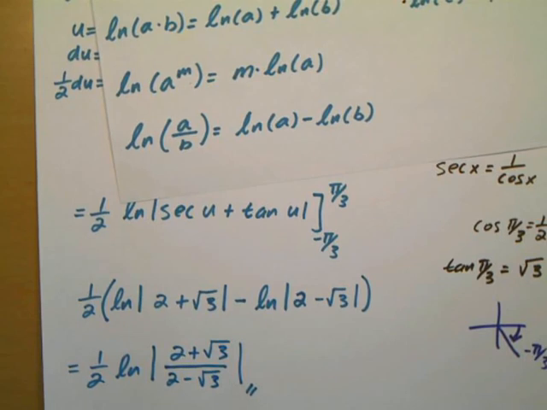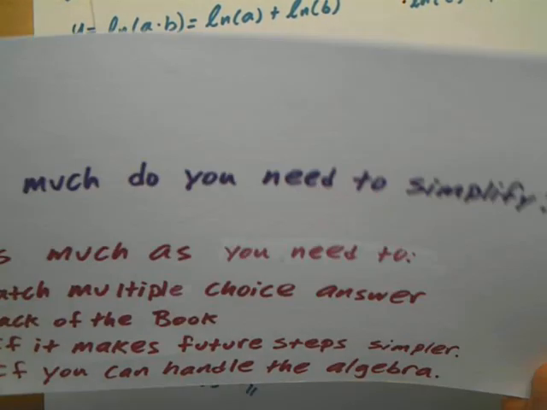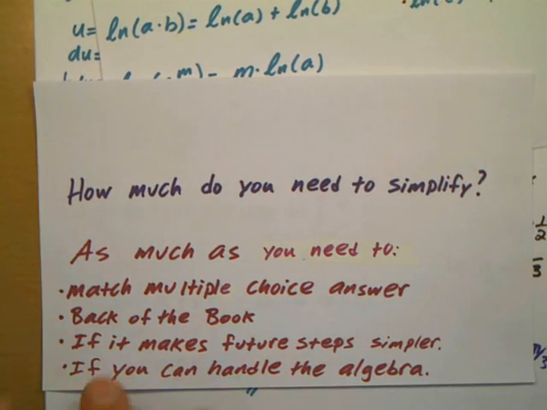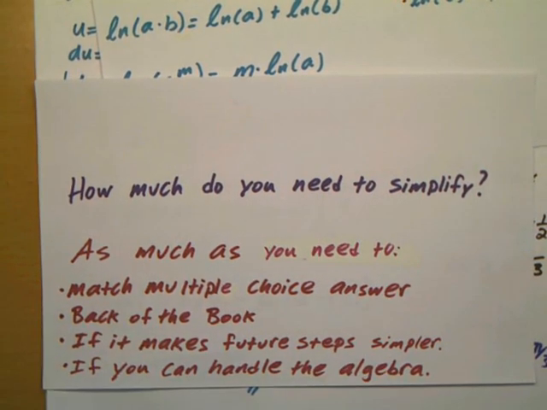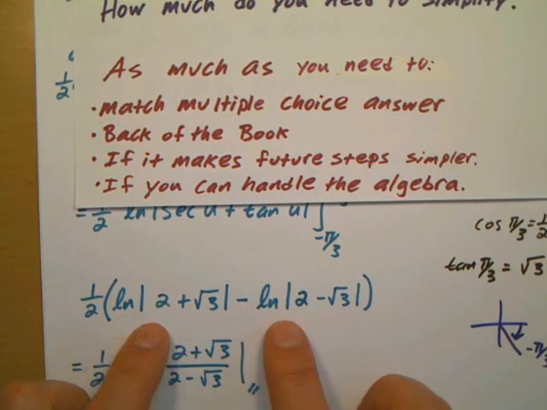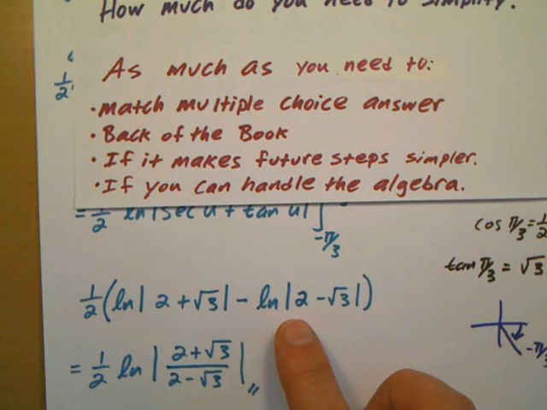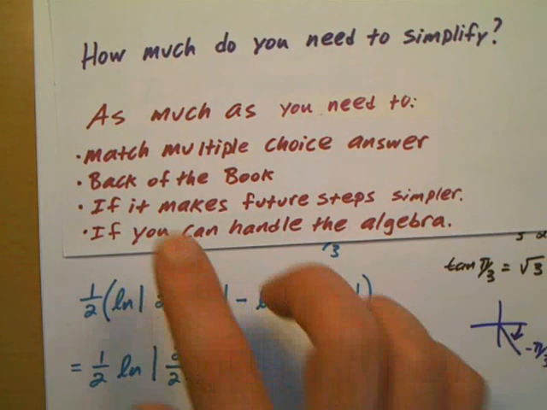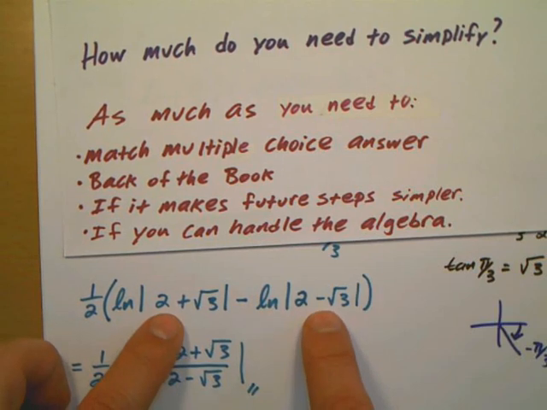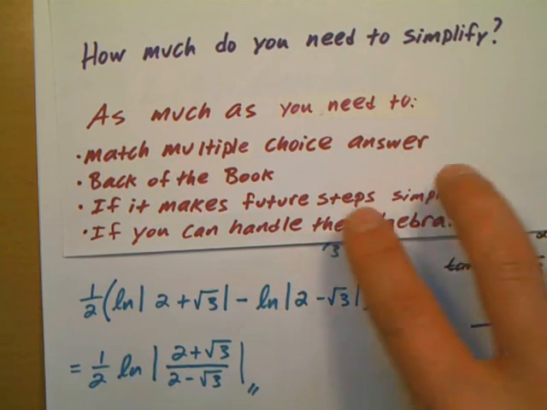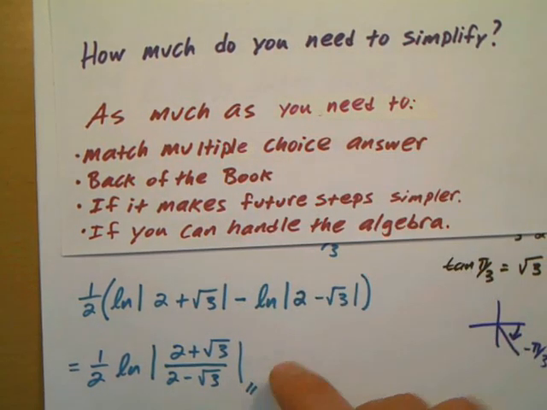So that brings us up to our little talking point, and that's going to be, how much do you need to simplify? Well, my answer to that is as much as you need to. If it's multiple choice, you'll probably have to match the answer, and if it's not listed as this, if it's not written with two individual logarithms, you'll have to know the logarithm properties in order to get it to match into this. In the back of the book, they might simplify this as this, so that's another example of how much you need to simplify, as far as you need to.